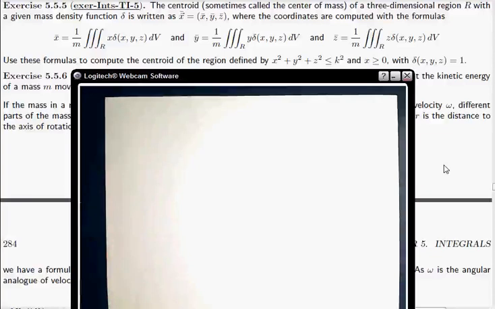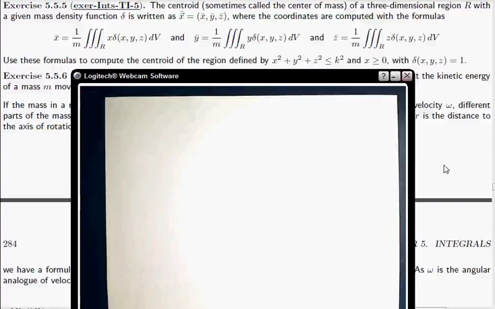Okay, so let's see what we got here. So centroid, right? We've got a formula for centroids, so this is going to be just a matter of calculating. Let's see, we're looking at the region. We've got a sphere of radius k. We're looking for the part where x is positive. Density is 1.